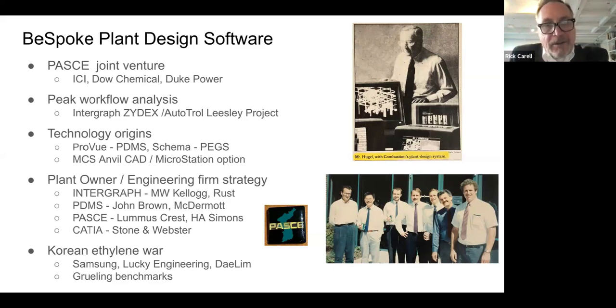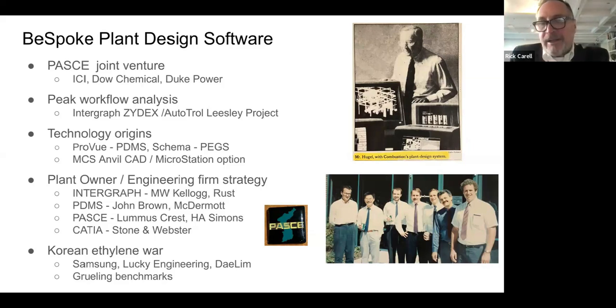And at that time, the marketing strategy of the companies was to try to get the plant owners to specify which system you would use. And so they would work in concert with key engineering stakeholders.